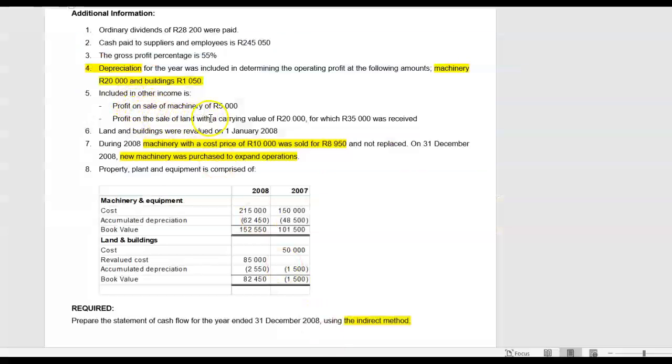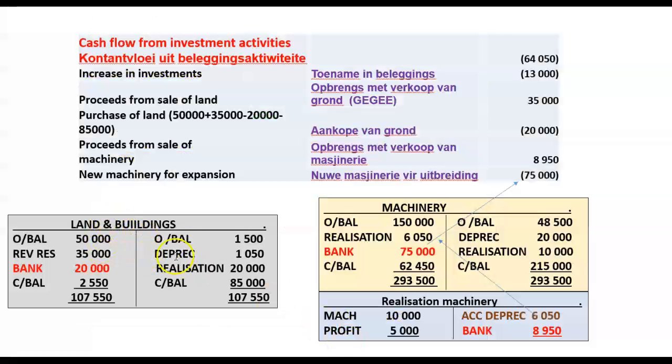Profit on the sale of the land with a carrying value of 20,000 Rand. Now guys, that is why I had to put everything in one account, because they do not give me the split between the cost price, which I can take out of the cost price account, and the accumulated depreciation that I can take out of the accumulated depreciation account. They only give me the carrying value. So therefore, I cannot split the two accounts. I have to work with a combined account in order to take out the carrying value of that item which was sold, the land and buildings which was sold, 20,000 Rand.